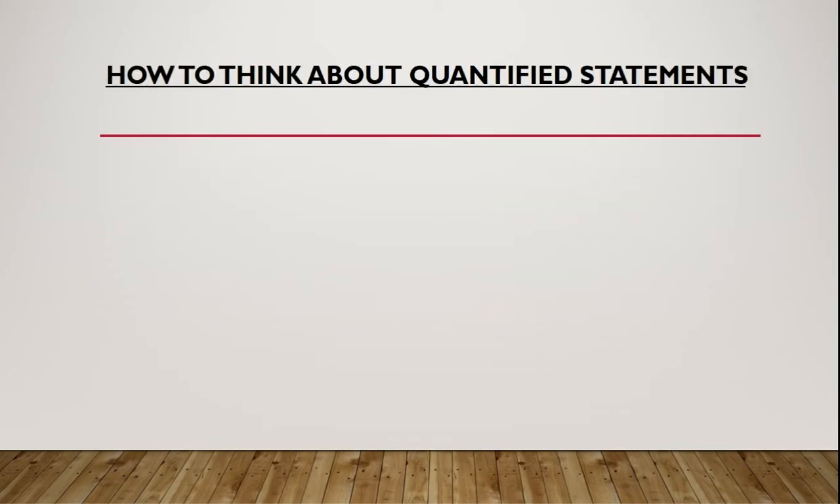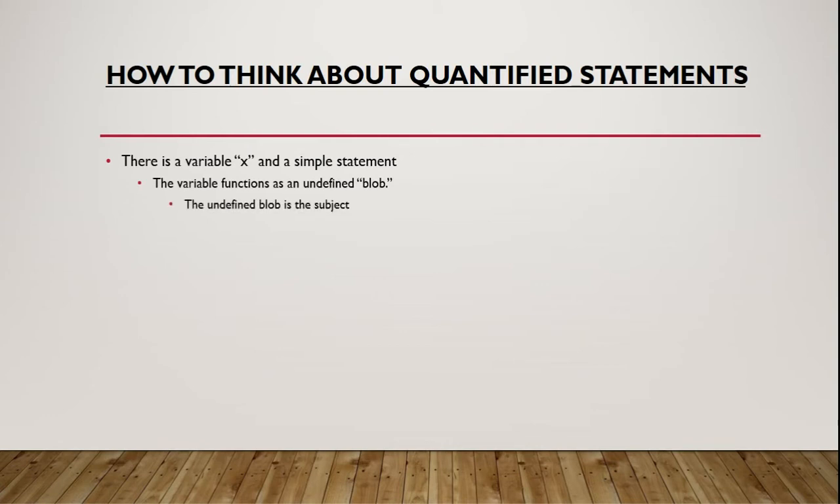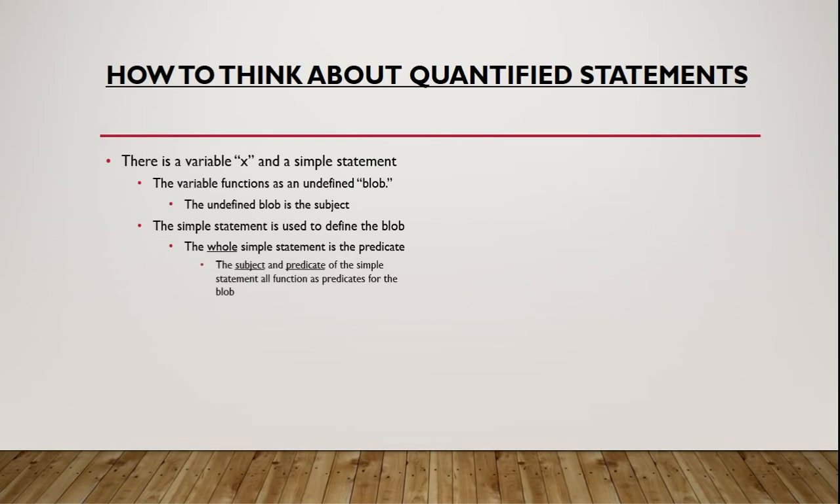Okay, how to think about quantified statements. There is a variable x in a simple statement. The variable functions as an undefined blob. The undefined blob is the subject. The simple statement is used to define the blob. The whole simple statement is the predicate. The subject and the predicate of the simple statement all function as predicates for the blob. Wait, what? Yes, the subject and the predicate of the simple statement both work as predicates for the blob.